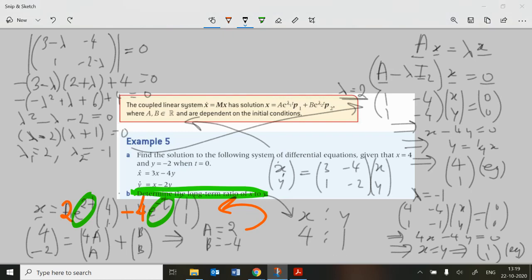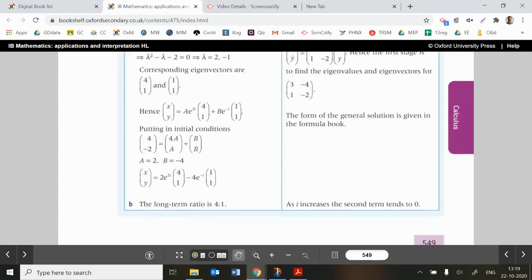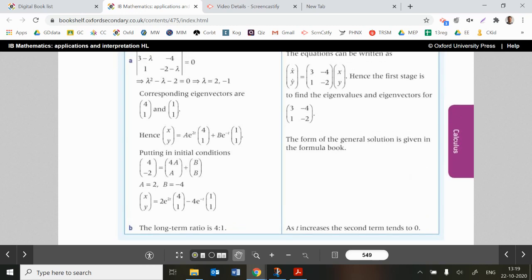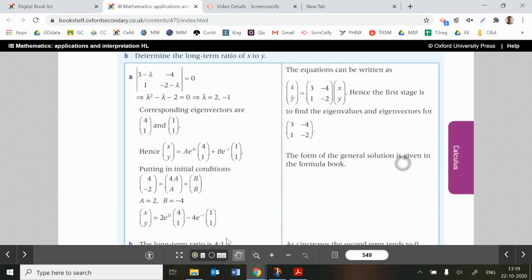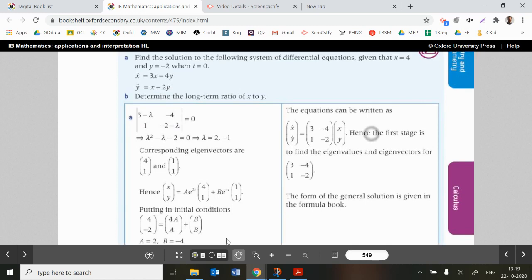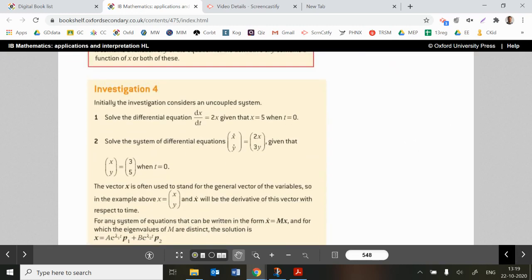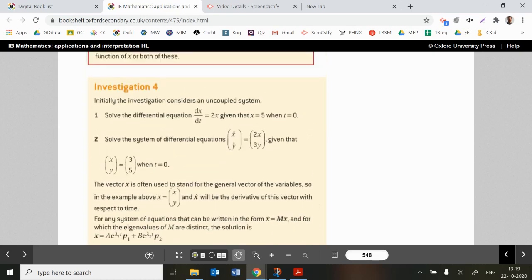Now let's just have a look at how they do that in the book as well. They have not put much explanation to this at all. They have just said the second term tends to 0 as t increases. Fair enough. Okay, so now here's the long bit. Now if you want to get on with the questions and you think I'm just going to roll with this, then that is fine.